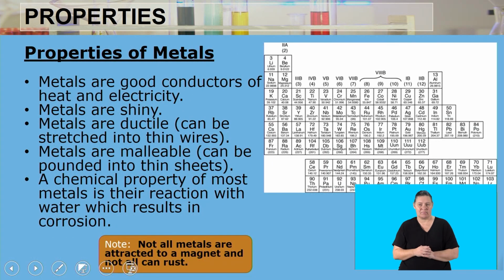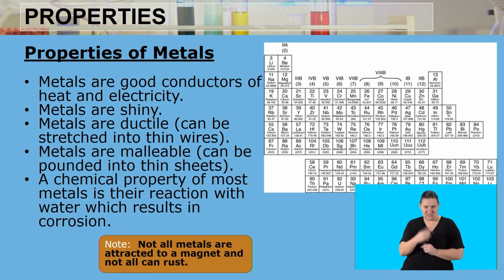So what are the properties of these things? Firstly, we're going to be looking at our metals, which are found on the left-hand side of our periodic table. Metals are very good conductors of electricity and also heat. Metals are also shiny. Metals are ductile, which means that they can be stretched into thin wires. And then our metals, again, are malleable, meaning that they can be pounded into thin sheets of metal.